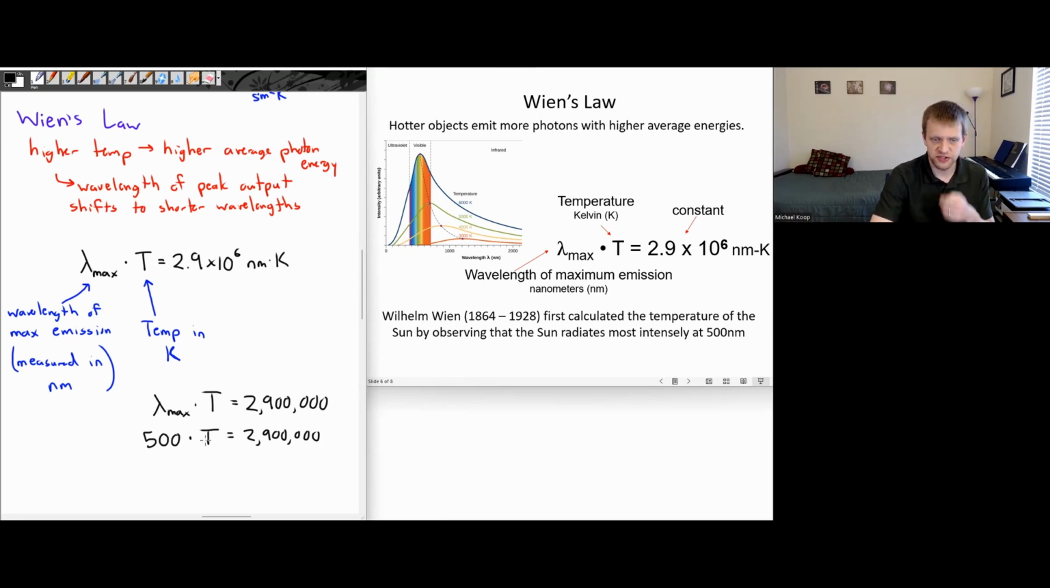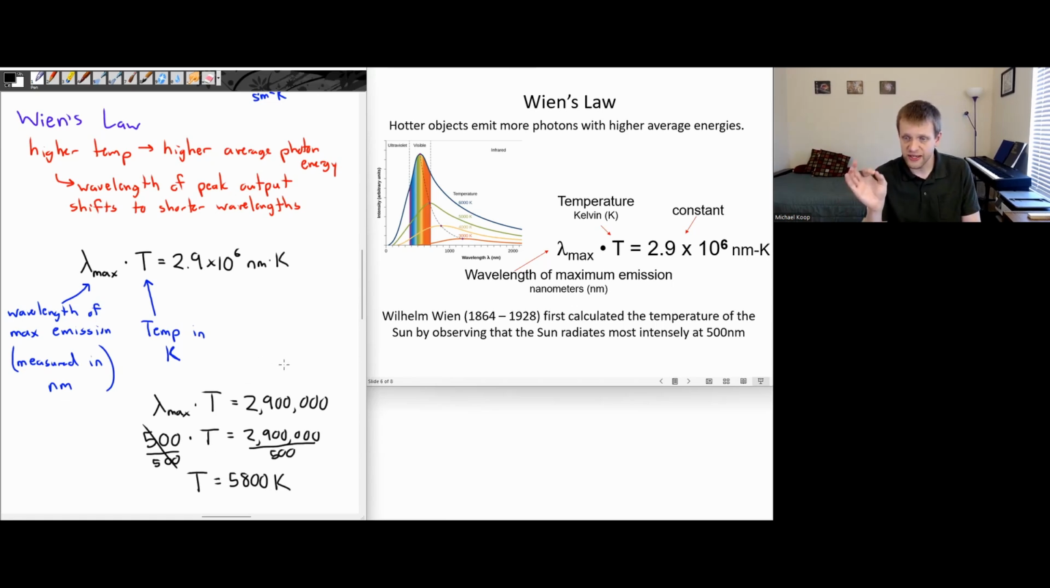We've got 500 times the temperature is 2.9 million. If I want to get temperature on its own, I have to divide both sides by 500. So the 500 cancels out on this side. And if we do 2.9 times 10 to the 6 divided by 500, I get 5,800 Kelvin.